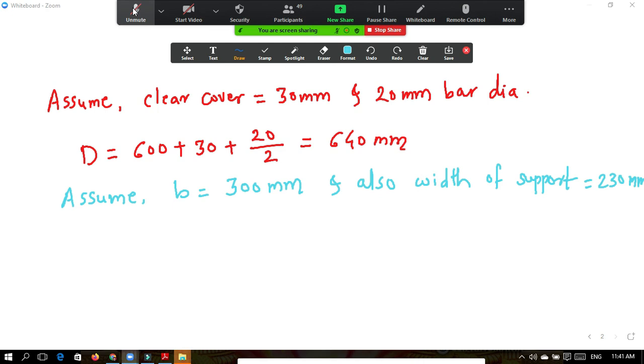So now, we have assumed width of beam and width of support also.